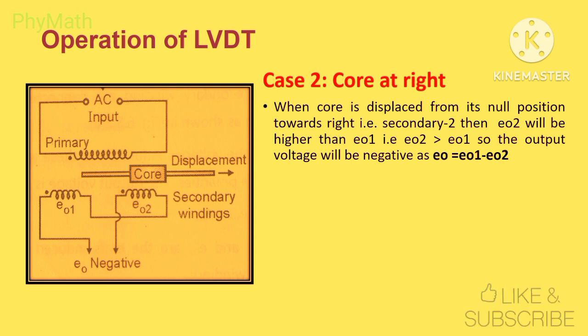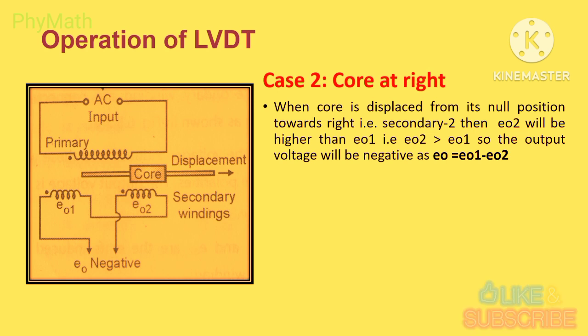Now why is the output voltage negative? As we know, the output voltage EO equals EO1 minus EO2. When the position of the core is at right, the EMF induced in secondary winding 2 is greater than the EMF induced in secondary winding 1, meaning EO2 is higher compared to EO1. That's why your output voltage EO will be negative.